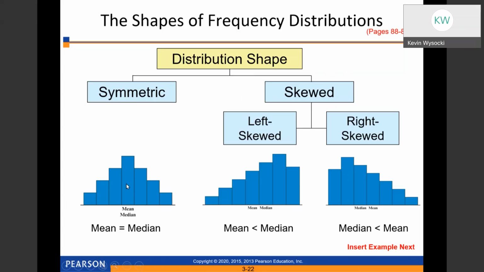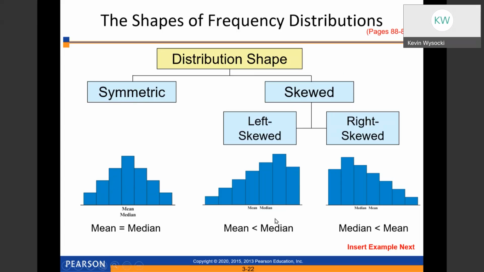And then the scores on either side are pretty much equal. They're a mirror image of each other. So the values above and the values below have roughly the same frequency, the same spread about them. So we call that symmetric. It's like a mirror image around the mean or the median.